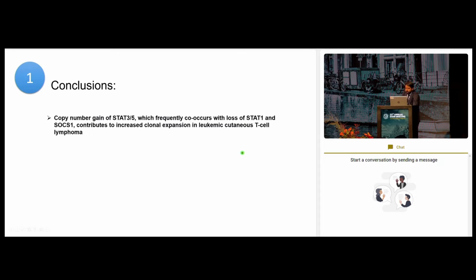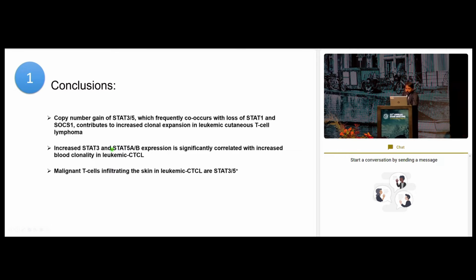This comes to the first part of the conclusion of my talk: copy number gain of STAT3-5, which frequently co-occurs with STAT1 and SOX1 loss, contributes to increased clonal expansion in leukemic CTCL. Increased STAT3 and STAT5A, B expression is significantly correlated with increased blood clonality in leukemic CTCL. Malignant T cells infiltrating the skin in biopsies are also STAT3 positive in L-CTCL.